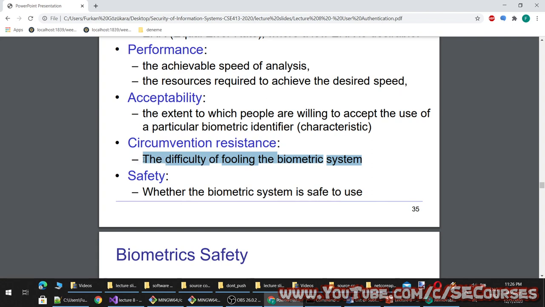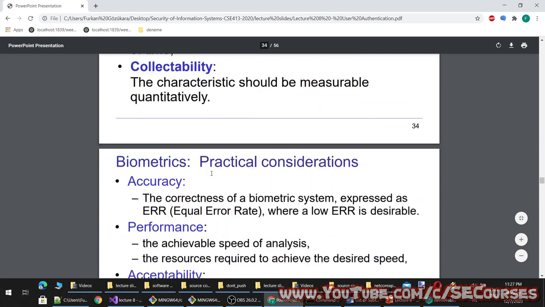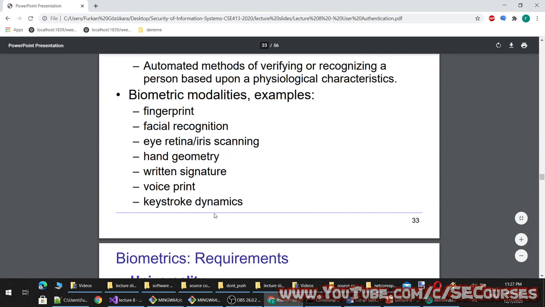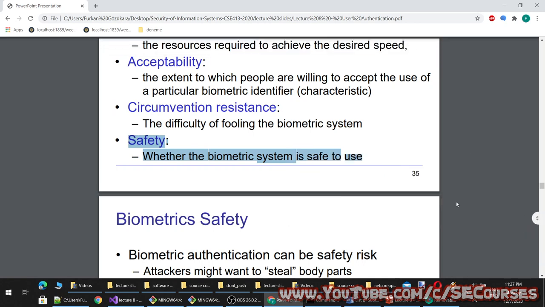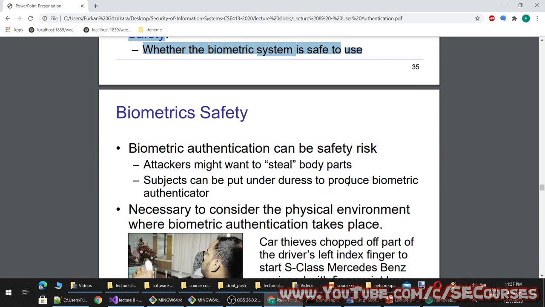For example, I think it is pretty easy to fool both voice and retina scan. Okay, because from high resolution pictures, they are able to fool the retina scan, and with recent machine learning algorithms, it is much easier to mimic the voice of a person. And probably others are also like that. I wouldn't trust any of these for my critical systems. Safety, whether the biometric system is safe to use.